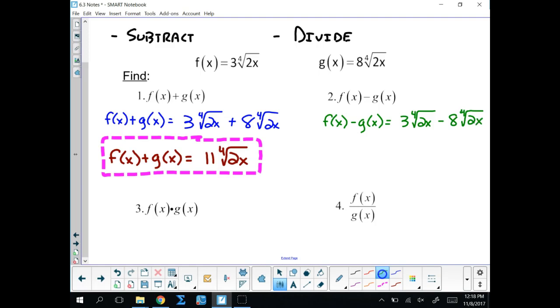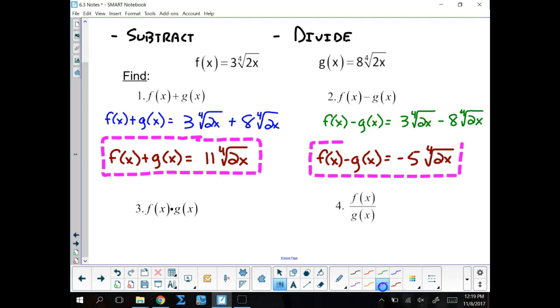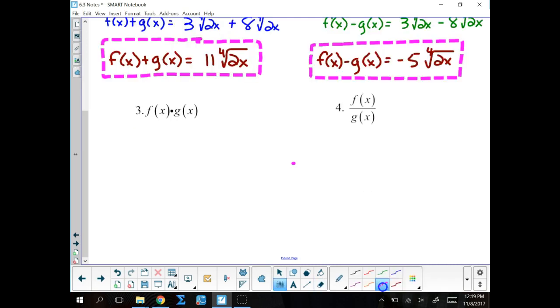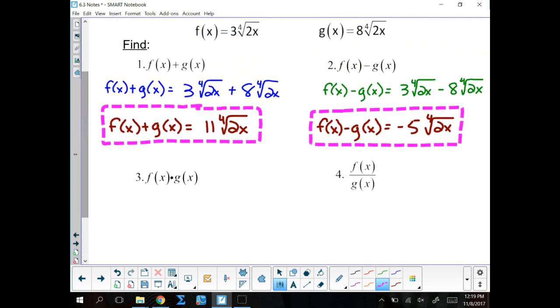Can I subtract them? Because they're like terms again. What do I get? Right? Multiplying them.